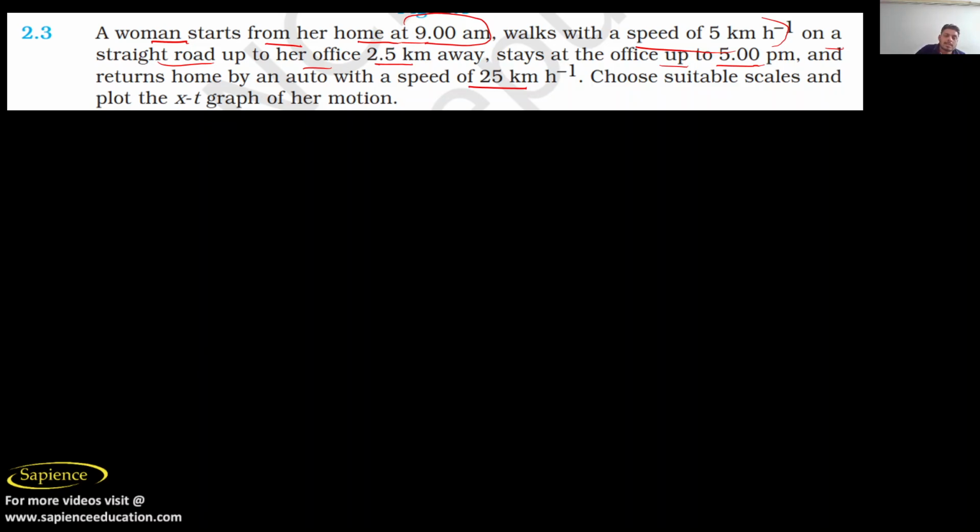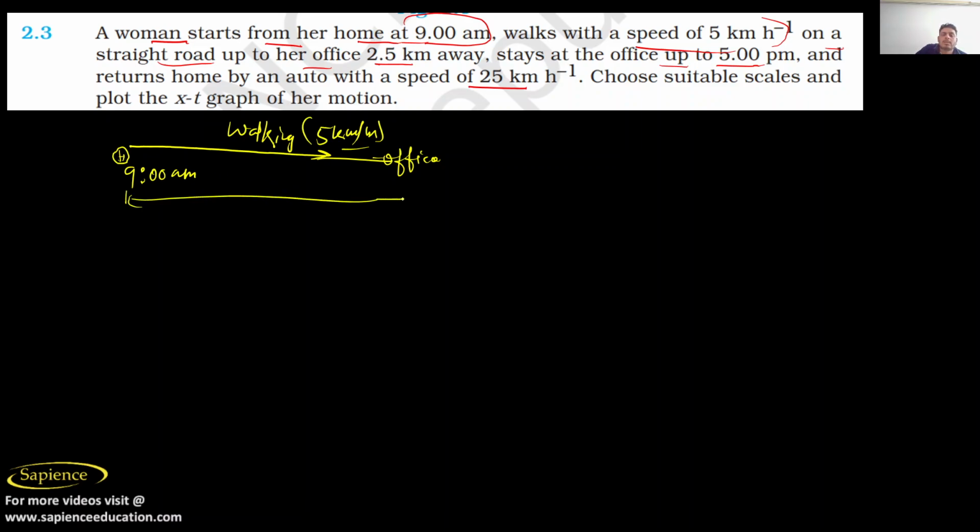So try to understand here what they are asking. A woman has home here and it is your office, right? She travels by walking and starts walking at 9 a.m. and reaches the office. So walking speed is how much? Walking speed is 5 km per hour. Okay, and the distance between this home and office is 2.5 km, right?